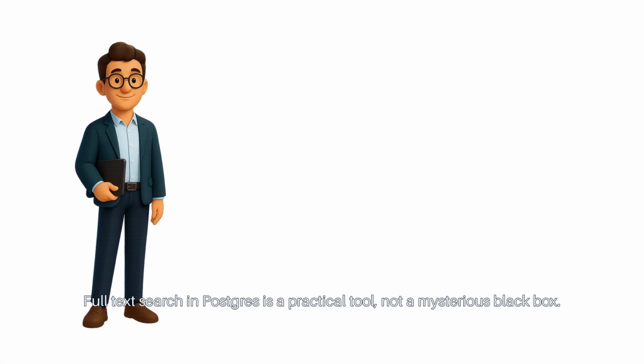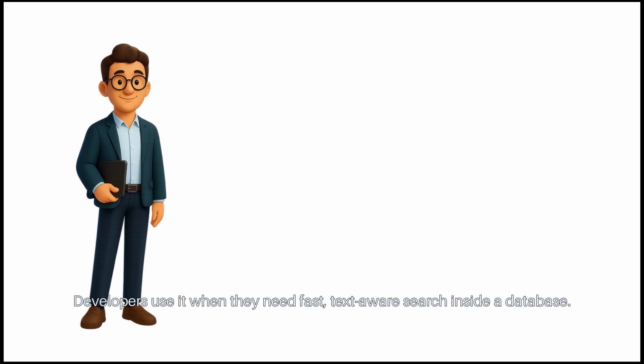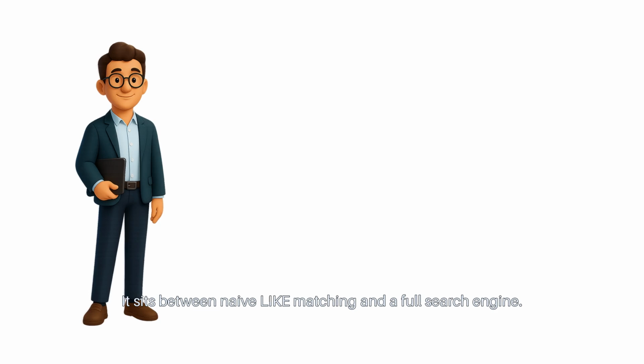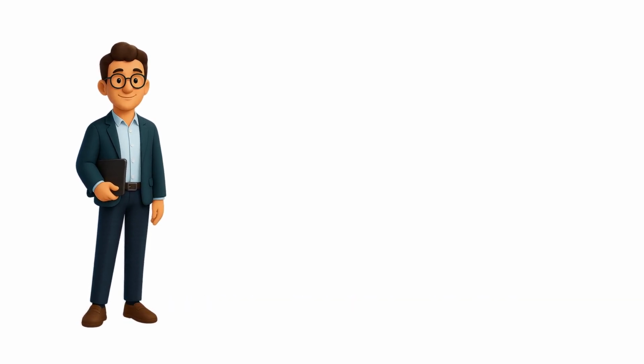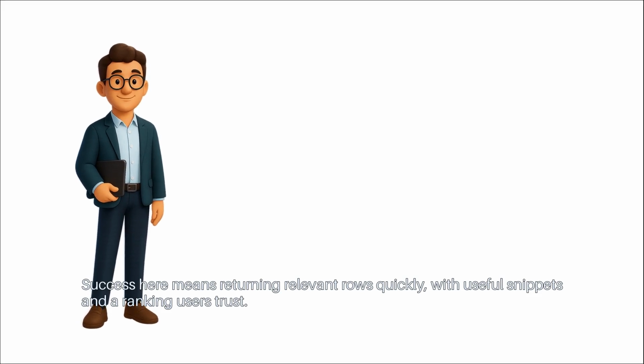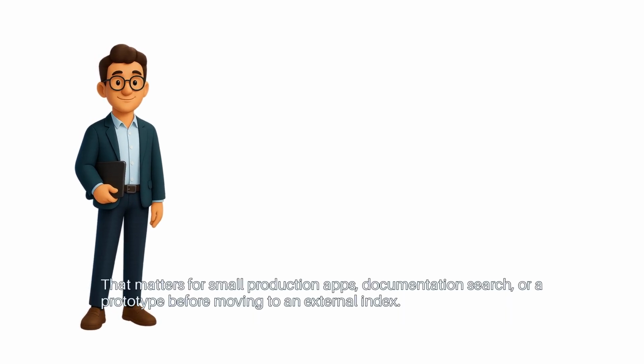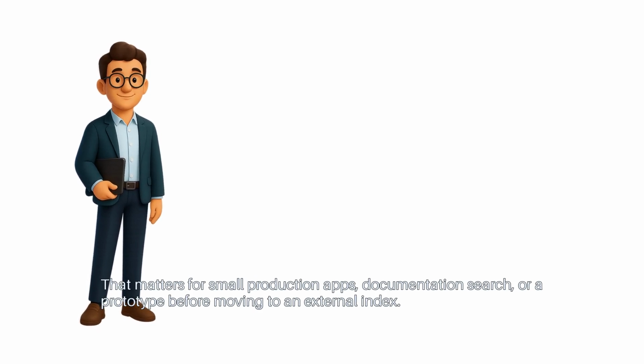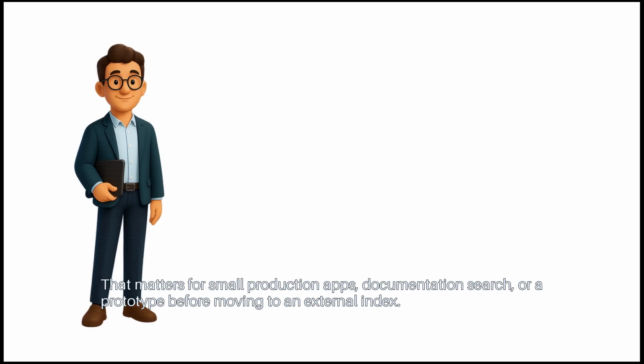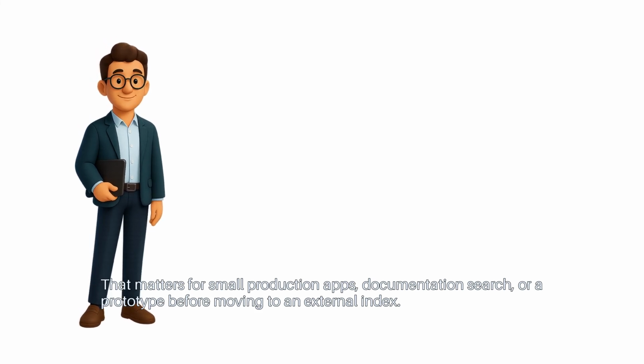Full-text search in Postgres is a practical tool, not a mysterious black box. Developers use it when they need fast, text-aware search inside a database. It sits between naive LIKE matching and a full search engine. Success here means returning relevant rows quickly, with useful snippets and a ranking users trust. That matters for small production apps, documentation search, or a prototype before moving to an external index.